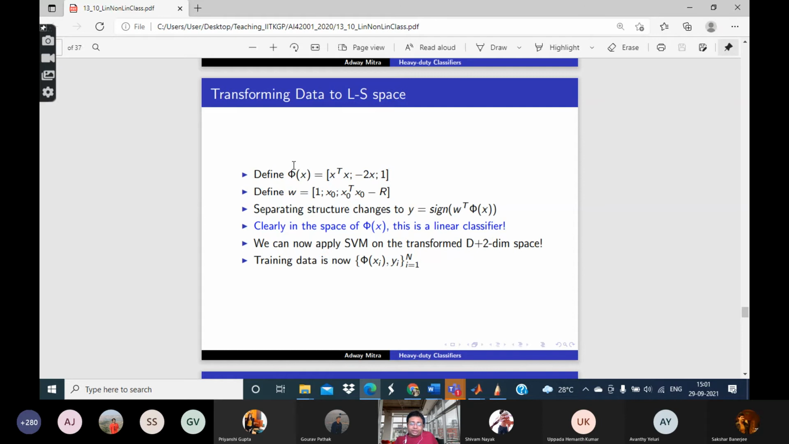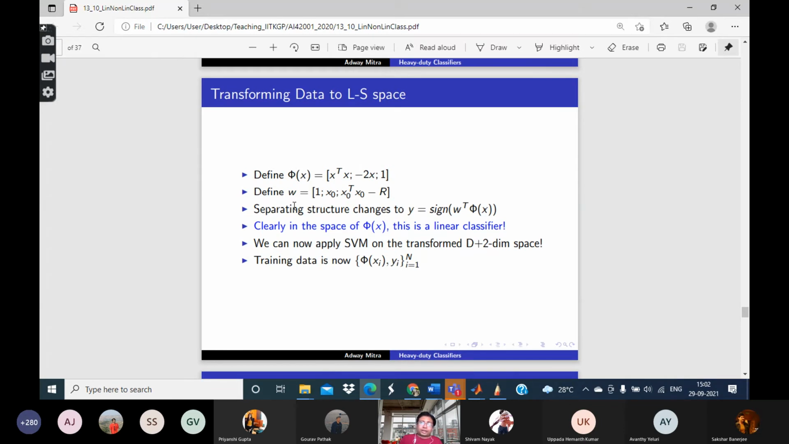As you can understand, if X is d-dimensional, the dimension of this new vector is going to be d plus 2. The first one is a scalar, it has dimension 1. The last one also is a scalar, its dimension is 1. And in between there is this -2x, which is just the d-dimensional vector itself multiplied by a factor of -2. So in total I have 1 plus d plus 1 equal to d plus 2 dimensions. That is, the length of this vector is d plus 2.